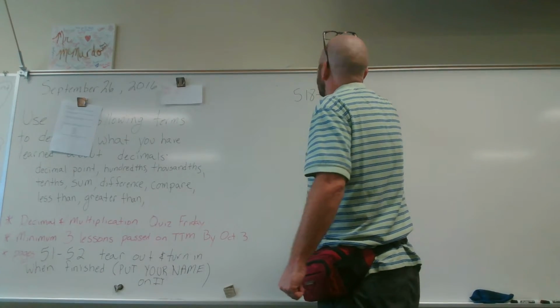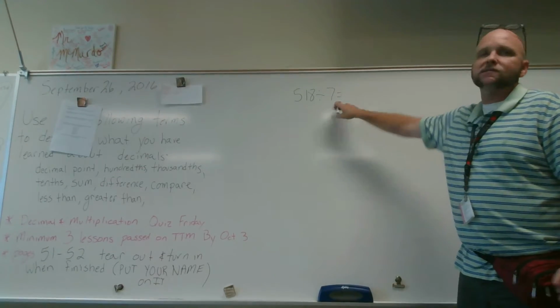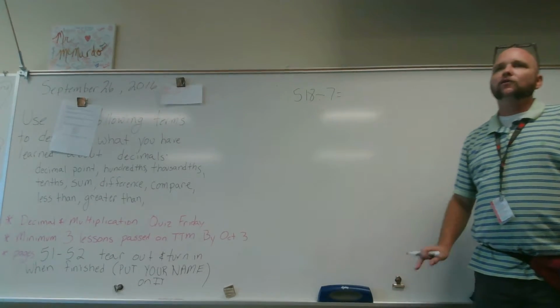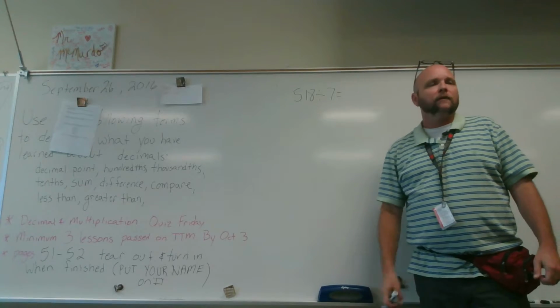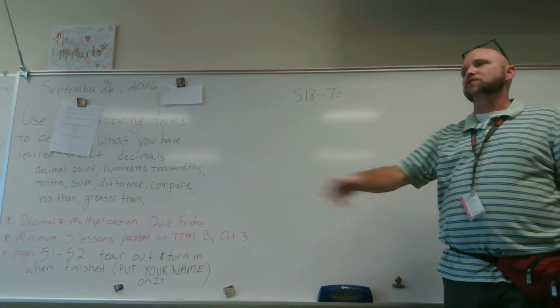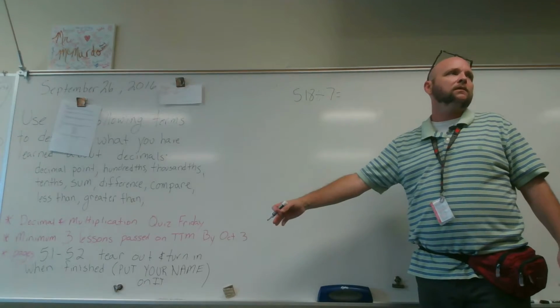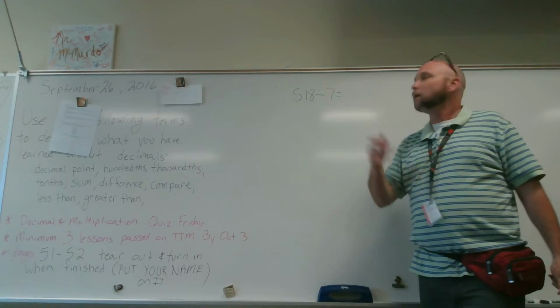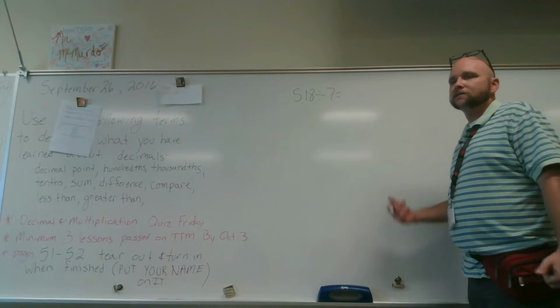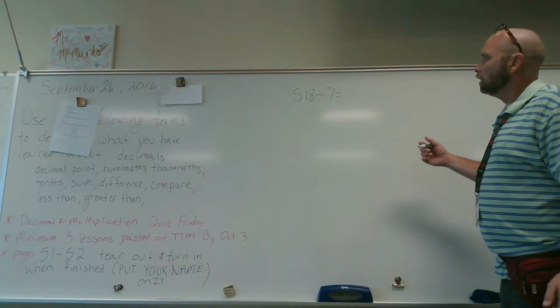518 divided by 7 is our equation. It's called an equation because it has an equal sign. If it didn't have an equal sign, it would just be an expression. Expressions don't have equal signs. All right, so let's list all our multiples of 7.